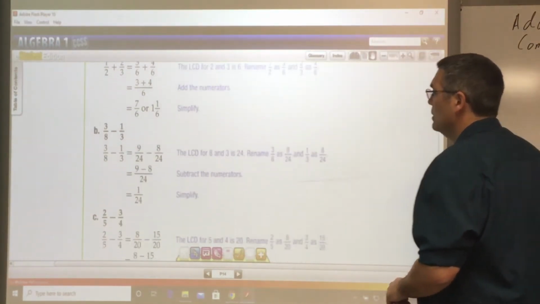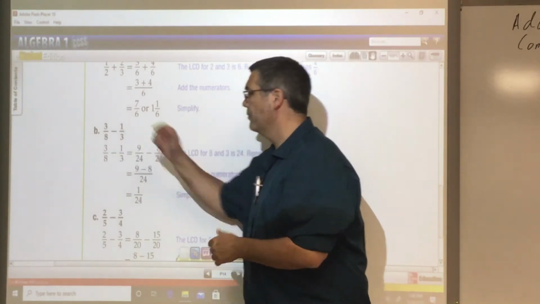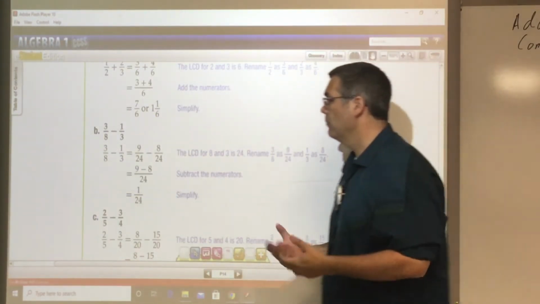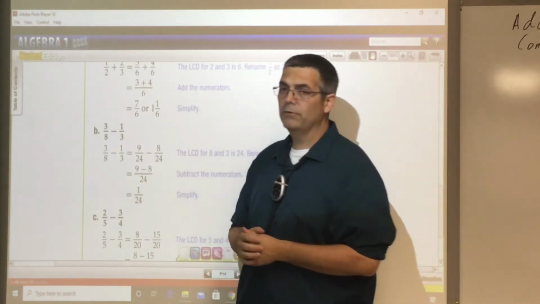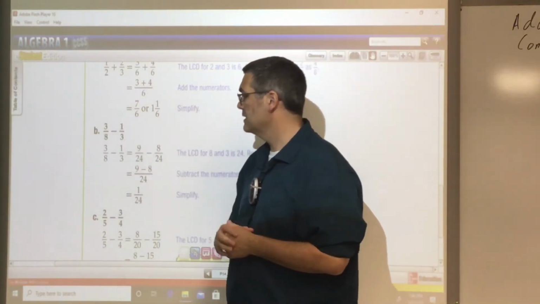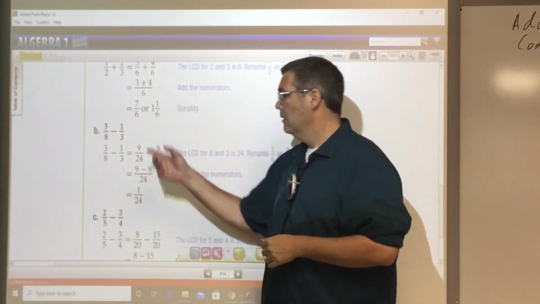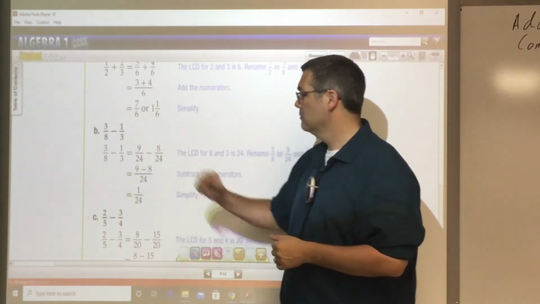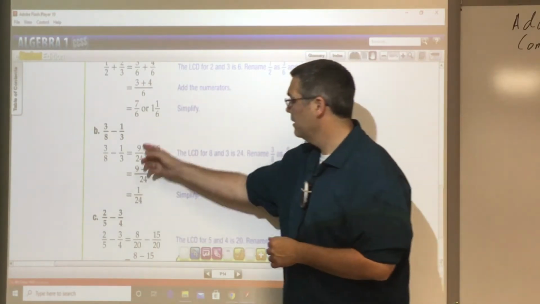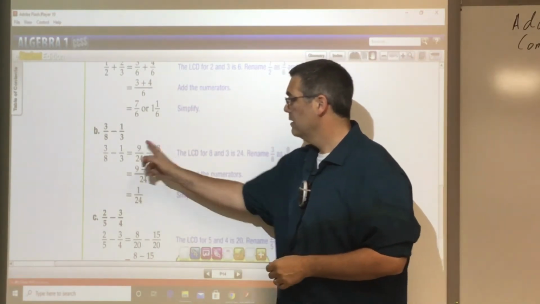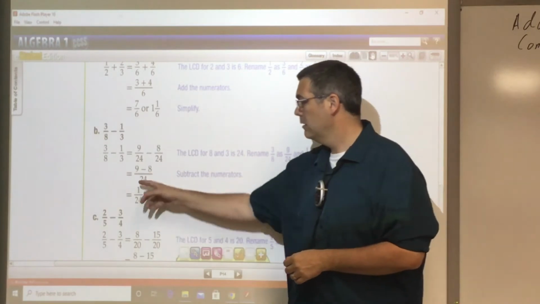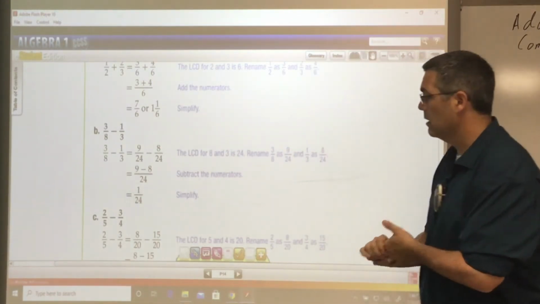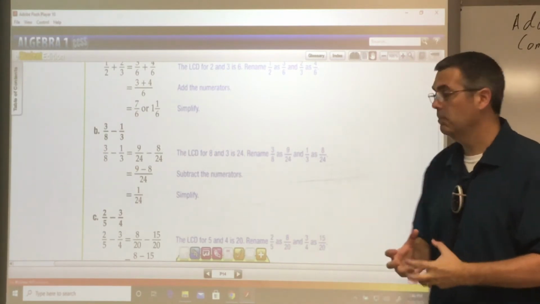Keep moving. 3/8 minus 1/3. Again, you need a common denominator. When you multiply it, 8 times 3 is 24. 3 times 3 is 9. That's how they get this. 3 times 8, 24. 8 times 1, 8. So you got 9 over 24 minus 8 over 24. 9 minus 8 gets you 1, and it's over 24. This is not that complicated, just don't overcomplicate it.